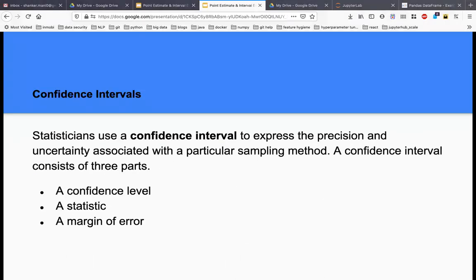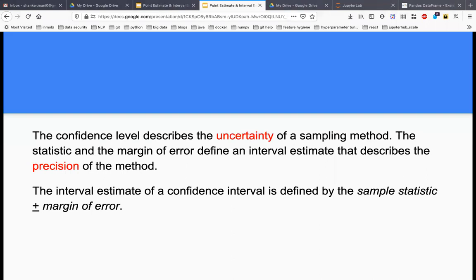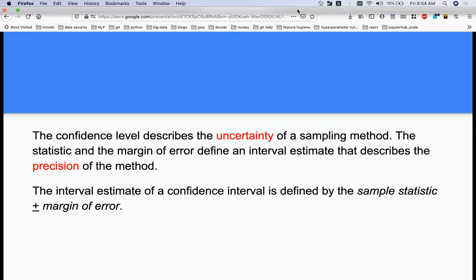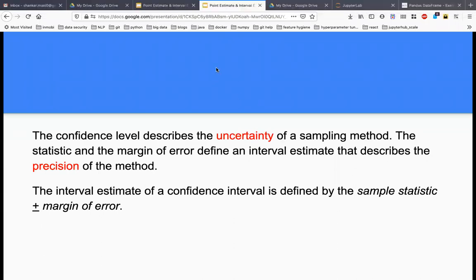Okay, so this is your confidence interval. A confidence interval is composed of three things: confidence level, statistic, and margin of error. The confidence level describes the uncertainty of the sampling method. So there is a sampling method in between, don't forget. We are doing this for a sample and estimating it back to your population. Okay. The statistic, can you guys tell me what is the population and sample in case of the class starting time?